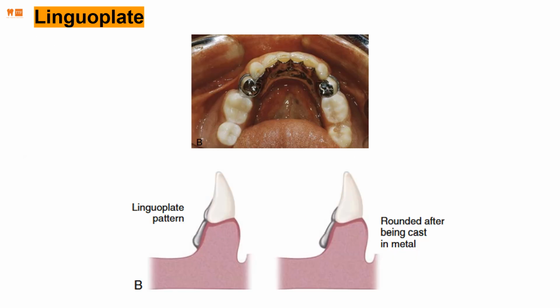So here's what it looks like. This is what a lingual plate looks like. It's got a lingual bar-like structure, but then extends up on the cingulum. Right? It's rounded still, so it's very nice. And it covers about half the tooth surface.